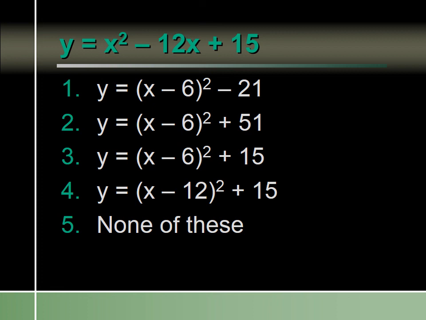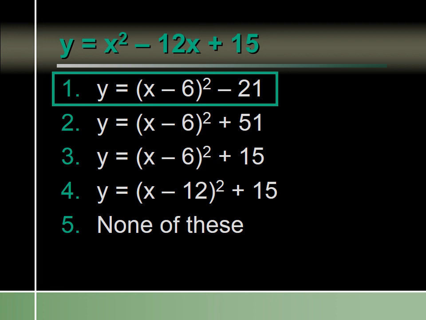All right, let's go ahead and see what the answer is. It's y is equal to (x minus 6) squared minus 21, which makes sense because half of 12 is 6, and 6 squared is 36. So we're going to be subtracting 36 from 15. 15 minus 36 would be negative 21. And then when we factor x squared minus 12x plus 36, we do get (x minus 6) squared. So that is that part of the answer. So that would be our answer for that one.